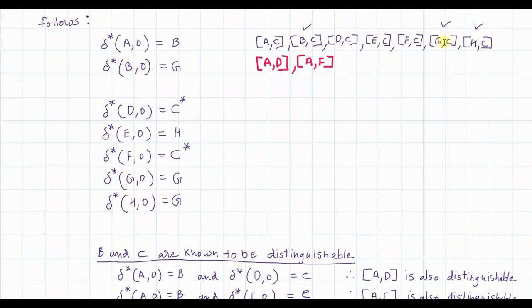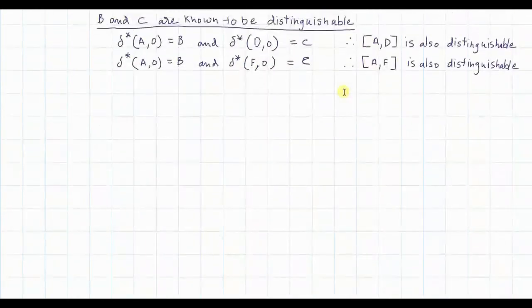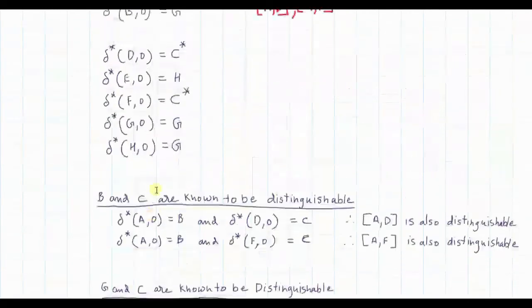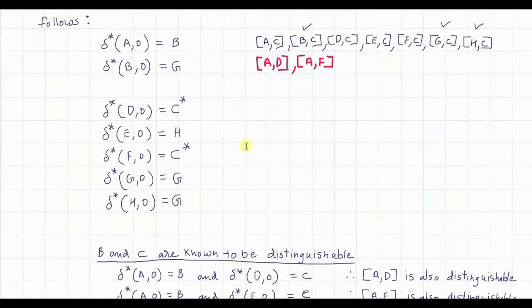Now we have seen the pair BC. Next pair is G comma C. G and C are known to be distinguishable. So now let's again see G and C. G is occurring how many times? 1, 2 and 3 times.